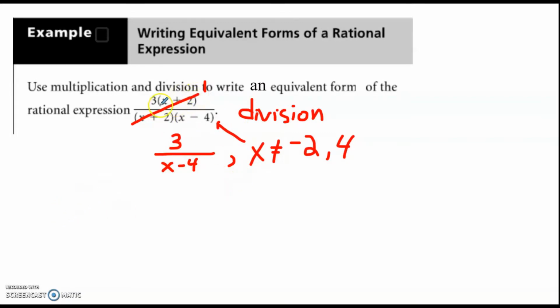An equivalent form using multiplication. So for this one, I'm just going to recopy it for a second. I could just arbitrarily multiply it by, say, I don't know, let's go with something crazy like y over y.